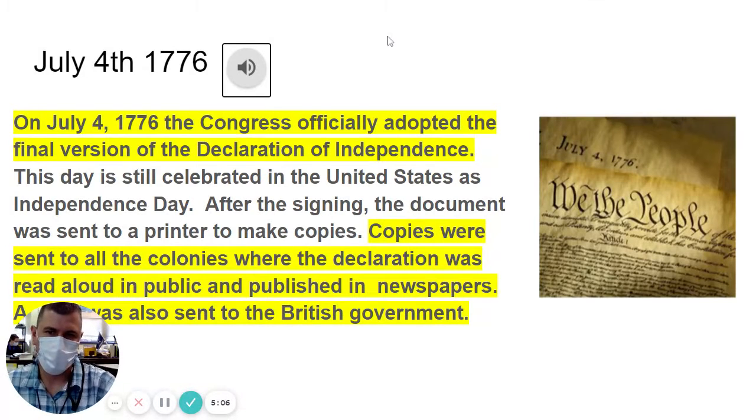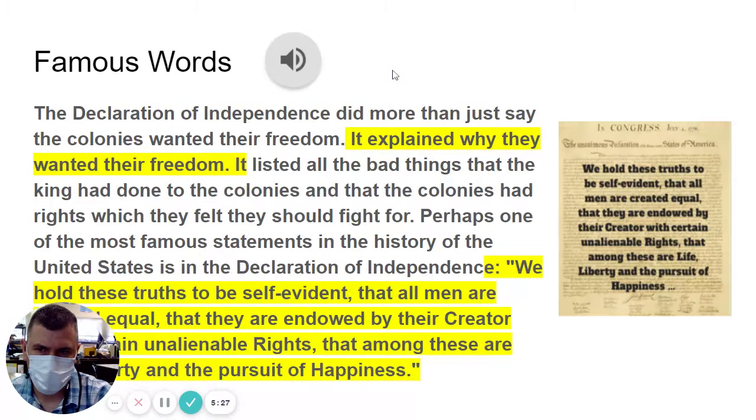On July 4, 1776, the Congress officially adopted the final version of the Declaration of Independence. This day is still celebrated in the United States as Independence Day. After the signing, the document was sent to a printer to make copies. Copies were sent to all the colonies where the Declaration was read aloud in public and published in newspapers. A copy was also sent to the British government.